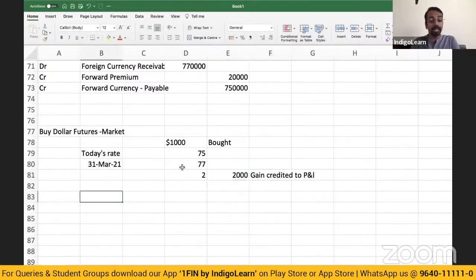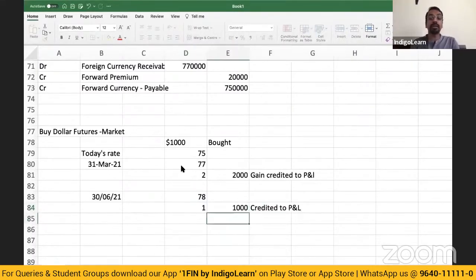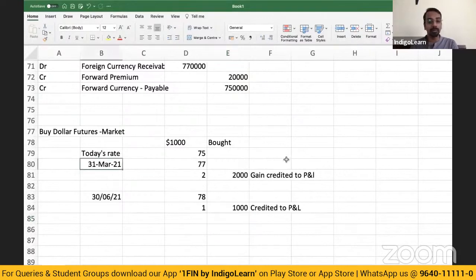Okay. And let us say I sell it off on 30th of June at 78. So what is the gain now? 78 minus 77, 1 rupee is the gain. 1 multiplied by 1,000, this will be credited to P&L. So if I am holding it for speculative or trading purpose, then the difference between the rate of transaction and the closing rate or the settlement rate will be credited to P&L. Our study material has a problem where they have not done this MTM, which is incorrect as per the standard. Also, as per the general practice, you have to do a mark to market. So whatever is the closing rate, at that rate, you have to calculate the gain or loss and credit or debit to the P&L. Okay.